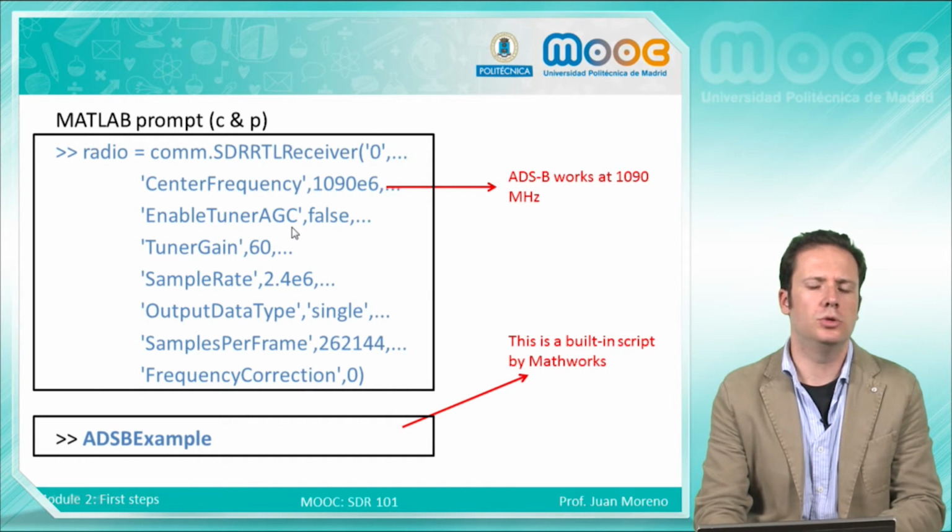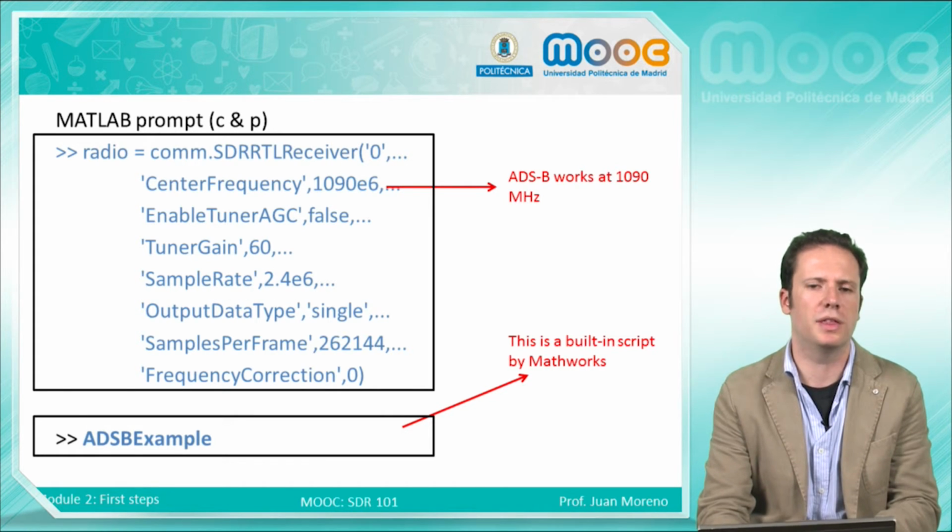We don't need to enable the automatic gain control, so we'll leave it at false. The tuner gain at the maximum value. The sample rate at one of the maximums. It may work with a lower value, but it's okay if you have this one. The output data rate at single. Samples per frame, this number, because it's big for this purpose. And you don't need frequency correction.